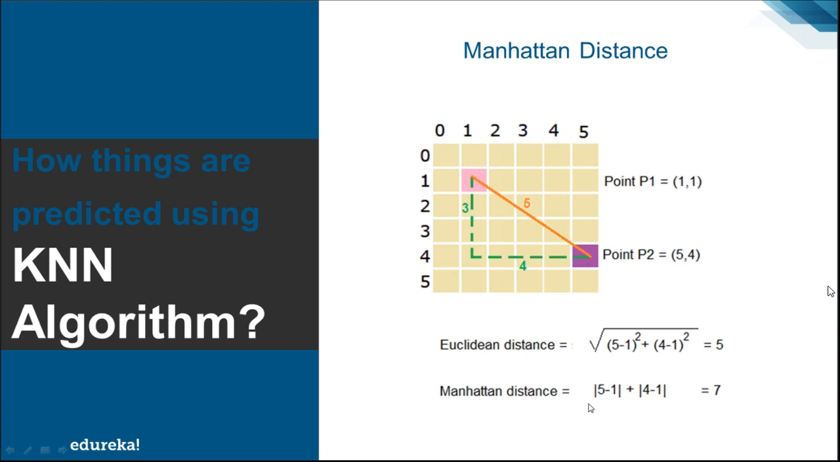Let's go to the next distance measure, which is the Manhattan distance measure. How does it work? It works in a pretty simple way: rather than having the square and under root, you just take the modulus, so that you always get the positive value. You write the modulus of y2 minus y1 plus the modulus of x2 minus x1. So 5 minus 1, take the modulus, plus 4 minus 1, take the modulus. 5 minus 1 is 4, 4 minus 1 is 3, and 4 plus 3 gives you 7 here. Okay, so this is our Manhattan distance.